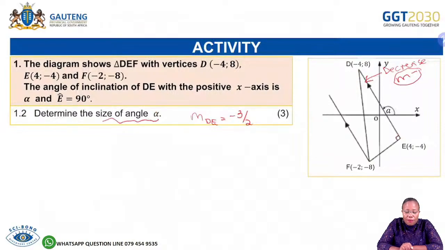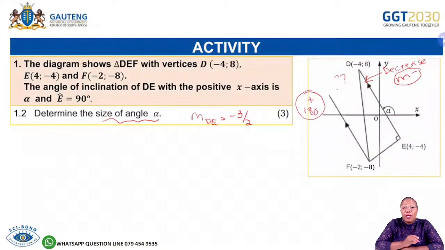Determine the size of angle alpha. Now if we look at alpha, we have discussed this earlier on, that if the gradient is negative, that means your angle will be between 90 and 180, more than 90 degrees. And remember, if we are in quadrant 2, grade 12, your reduction here will be 180 plus, when you apply your trigonometry relating to this topic. Okay, right now, let's do the inclination calculation.